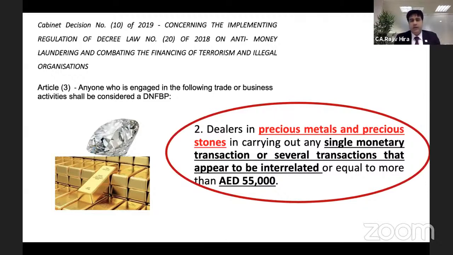So technically speaking, I will say all precious metal and precious stone companies are getting covered by default. 55,000 is not even a value from their perspective. Normally they trade on a higher side. But looking at what they have added, that means interrelated. Now, interrelated has a very good definition. Even if a husband and wife go and get two billings done, let's say for 25,000 each, still it is interrelated. So that's also coming up.